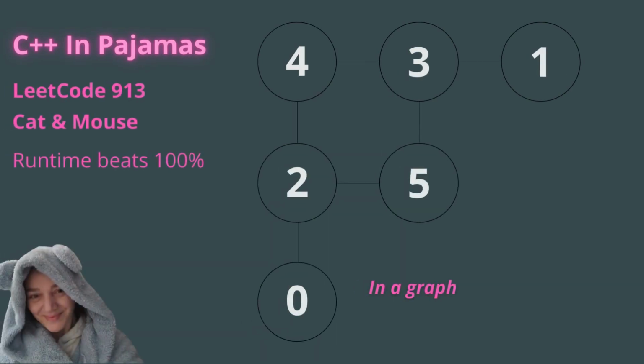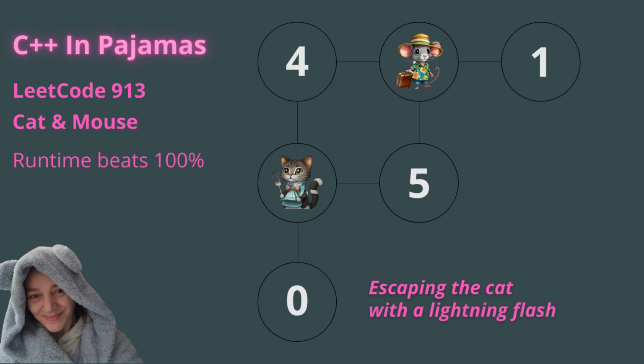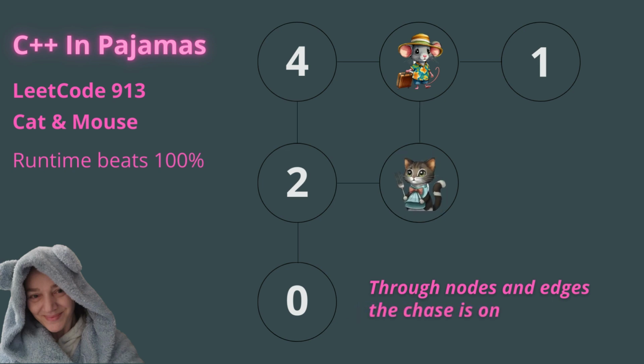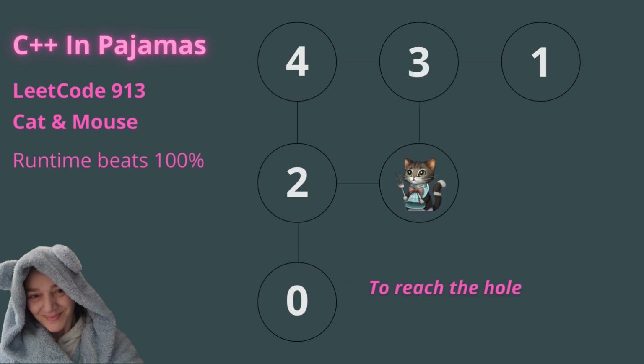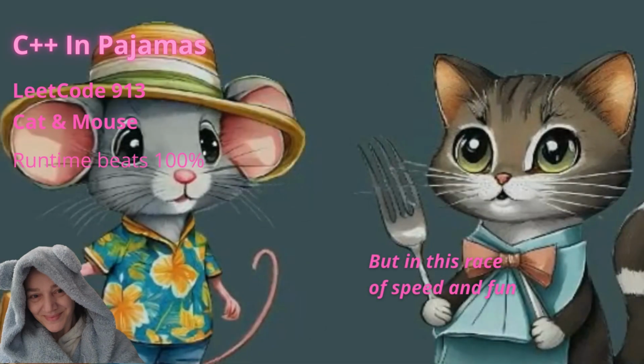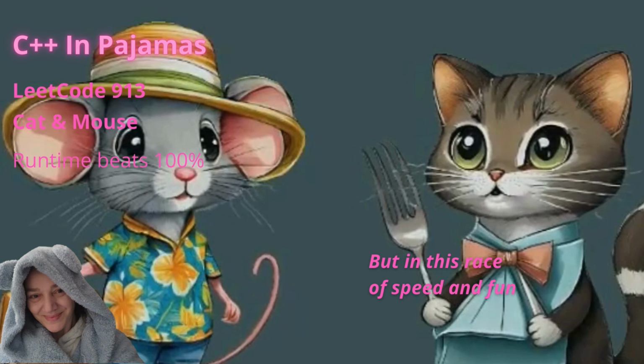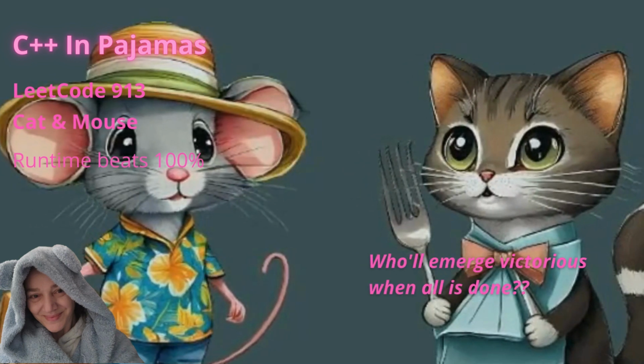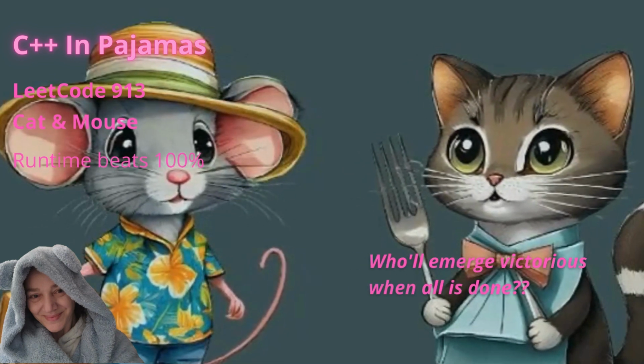In a graph, a mouse begins its dash, escaping the cat with a lightning flash. Through nodes and ridges, the chase is on to reach the hole before the cat is drawn. But in this race of speed and fun, who'll emerge victorious when all is done?